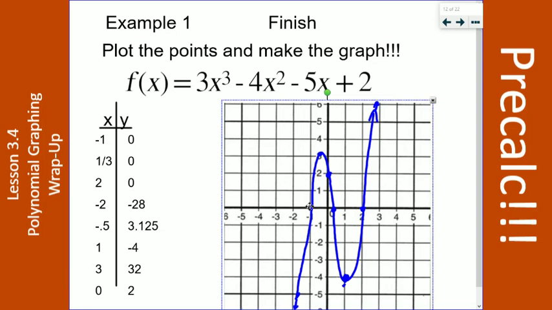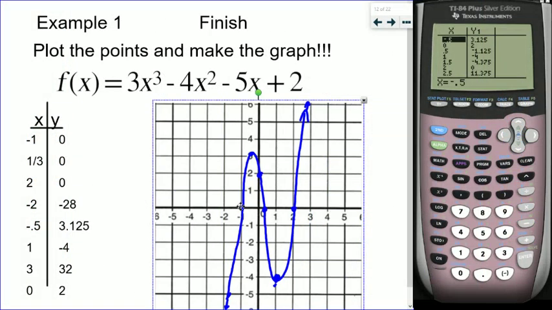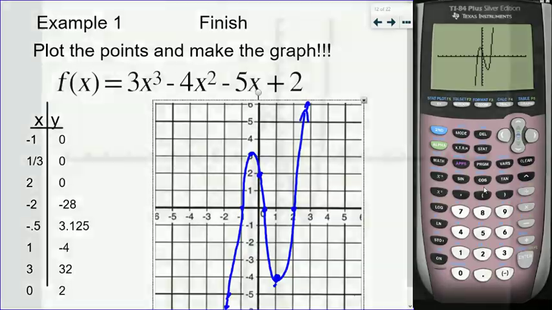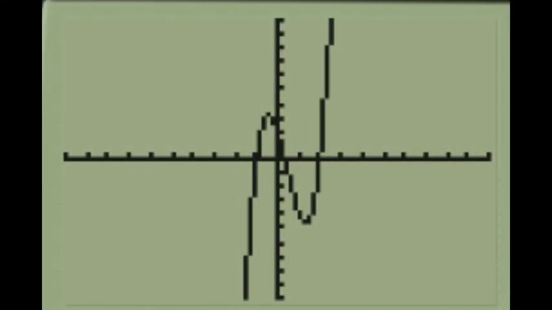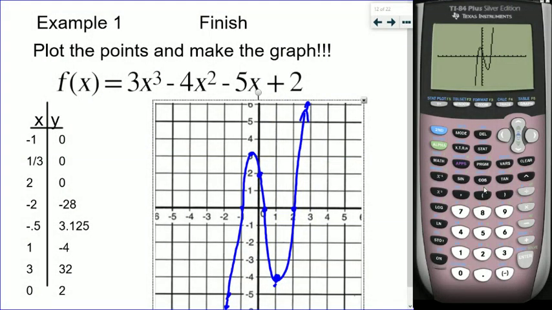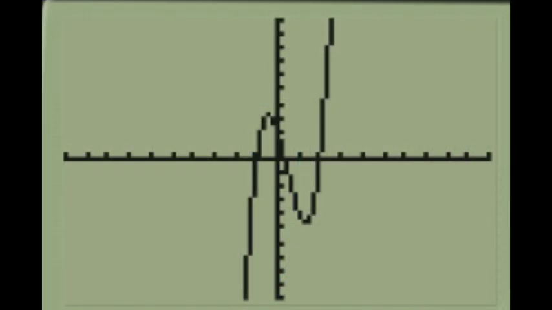So now let's take a look at our calculator and see if that is indeed what it looks like. So then we have that typed into Y1. Then we're going to go ahead and graph it and see what the picture looks like. And would you look at that? That looks a whole lot like the graph that we made. Okay, so that is the first one.